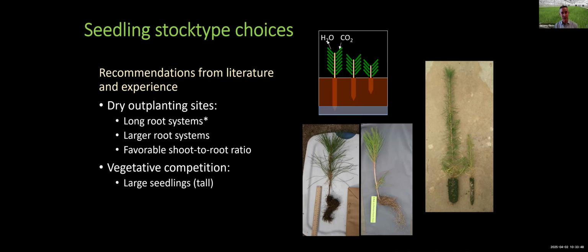So you see the seedling on the far right, really tall, really short root system. That, for example, may not have a favorable shoot to root ratio for a dry outplanting site because it's got a lot of shoot area, a lot of potential transpirational loss of water area compared to the amount of roots that it has. However, in a situation where you may have an outplanting site with lots of vegetative competition that you might not be able to knock down with herbicides or treat in other ways, it has been shown that seedlings that are taller that can compete for the available light might be better. So that's a situation where a stock type that has a tall shoot might be more favorable.